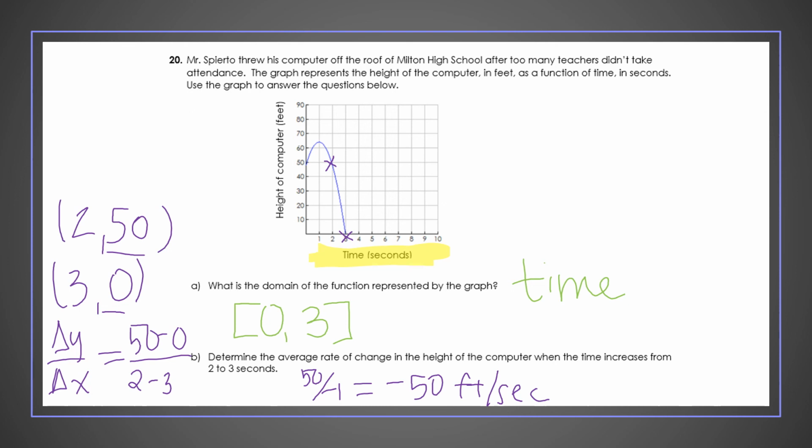The other way to do that is to count rise over run, so start at the 50 and think about how much did you rise. Well, you actually didn't rise, you fell. And be careful, don't count the blocks, look at the scale. It fell 50 feet, so it's a -50. And then how much did you run? We ran 1 second, so -50 over 1, again, -50 feet per second.